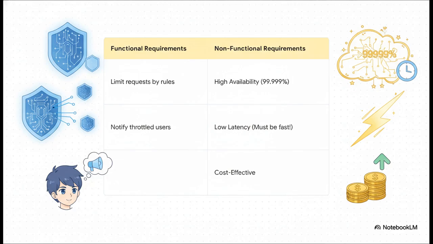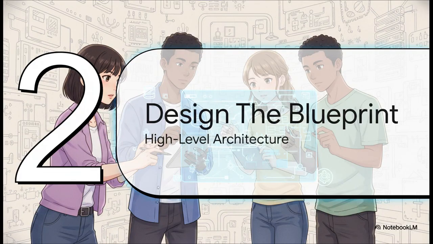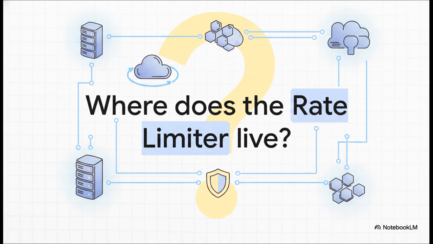And of course, it has to be cheap enough to run without breaking the bank. Okay, requirements are locked and loaded. Now we can move on to step 2 and start sketching out the blueprint. This is where we draw the high-level architecture and figure out where all the major pieces of the puzzle go. And the very first and maybe most important architectural decision we have to make is, where does this thing actually live? Where in our stack are we going to put this rate-limiting logic?